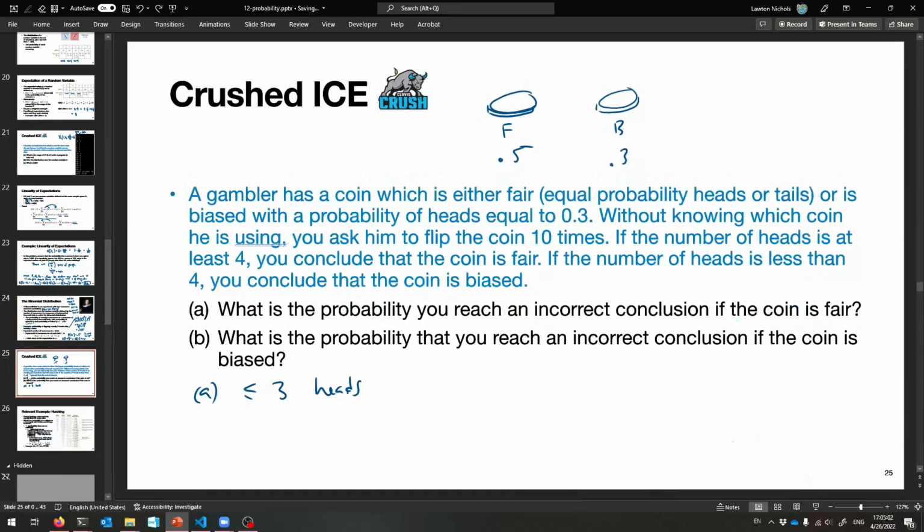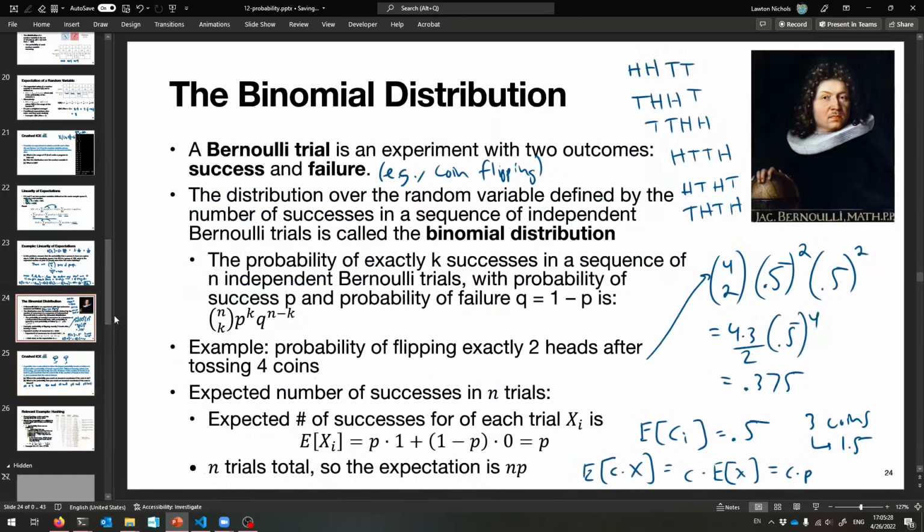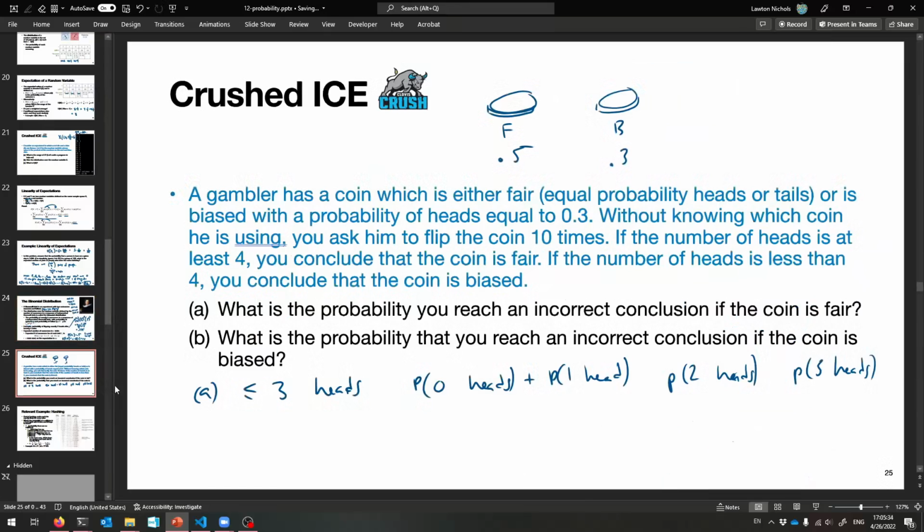So this is what we need to calculate. What's the probability with a fair coin that we saw 0 heads, the probability that we saw 1 head, the probability that we saw 2 heads, and the probability that we saw 3 heads? And then, if we add them together, that is the probability of us seeing any of those things happening: 0 heads, or 1 head, or 2 heads, or 3 heads with a fair coin. So let's do this.